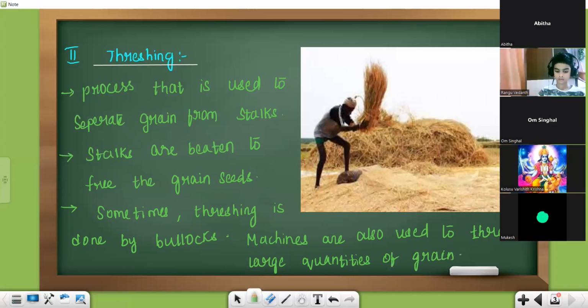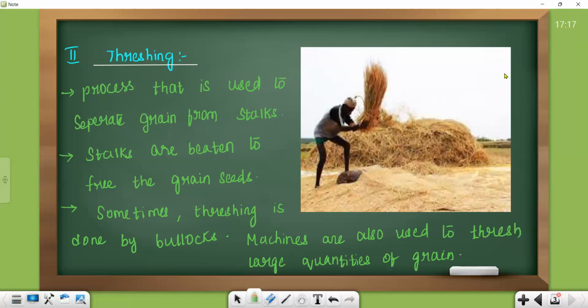Okay, did you understand what is threshing? Yes, ma'am. In threshing, the harvested crop is beaten so that the grain seeds fall on the land, can you see? That process is called threshing. So the first method is that we can separate dirt and impurities by hand picking, and the second method, to remove grains from their stalks, is threshing.